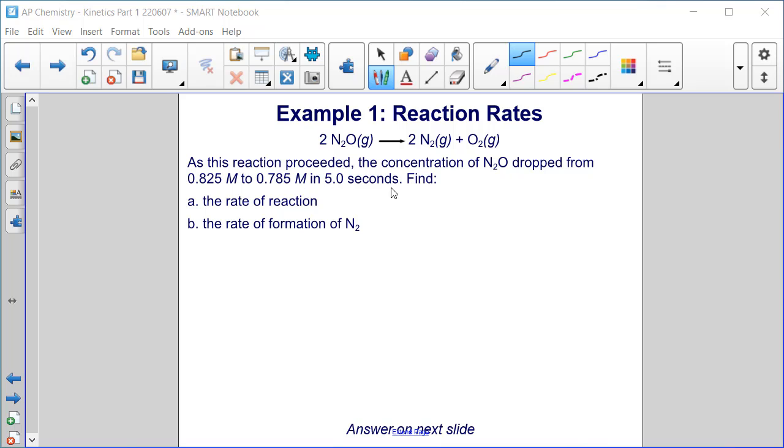There are 2 parts here. First, find the rate of the reaction, and then find the rate of the formation of N2 gas, one of the products. We'll answer each part separately in the next slides.